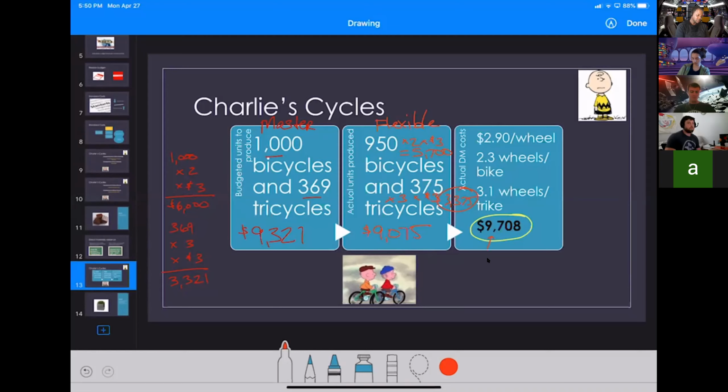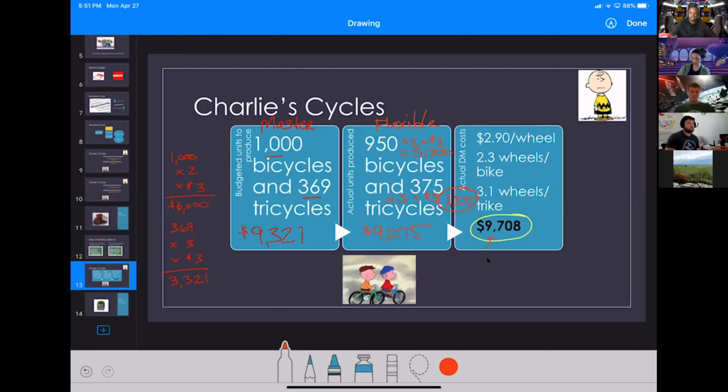How can you have like 2.3 wheels per bike and one? Yeah, so here's how you would do that. For every, I don't even know how to do the math, but right, and so then I have to get another wheel out to put that wheel on there. Does that make sense?